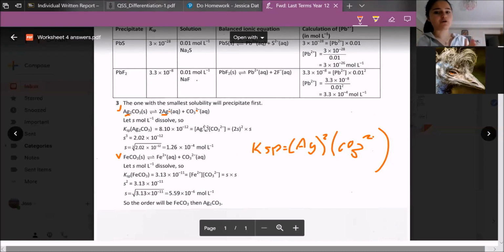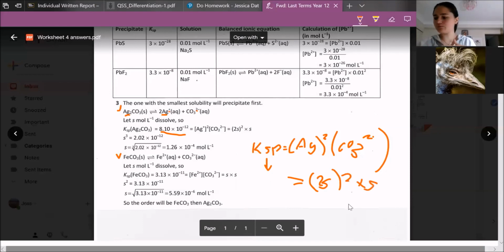Perfect. So what we're going to do, remember like last time, we've got Ksp equals our product. Do you still agree with me? So what we're going to do is we're going to do your Ksp, which is the value that's given on your worksheet, which is, as you can see here, 8.1 times 10 to the negative 12. That is going to equal, remember, we're going to do it as 2s squared times s.